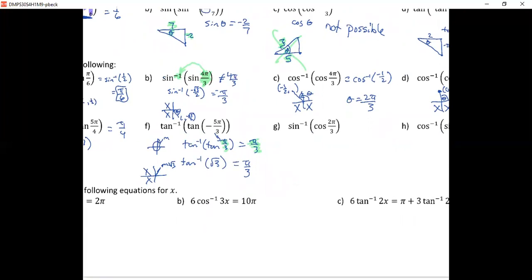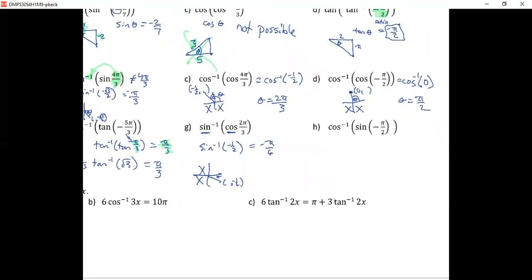Now, this problem has to be done numerically because they are not the same function, or they don't come from the same function. So the cosine of 2 pi over 3 is -1/2. Now the inverse sine of -1/2 says what angle in quadrants 1 or -1 gives us the sine ratio of -1/2, and that is -pi over 6.